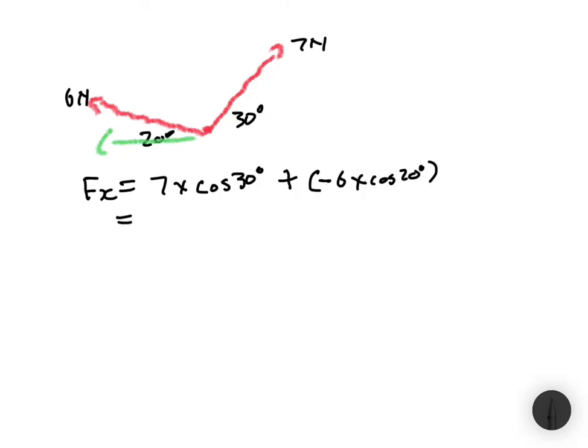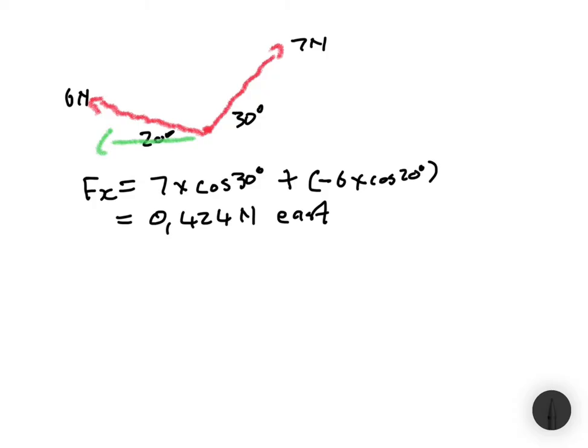So that's how we would find the resultant horizontal force acting at that point. So 7 cos 30 plus minus 6 multiplied by cos 20, and then I'm getting 0.424 newtons, right? Which is a positive number. So yeah, we're just going to write it like that. So let's say positive and then let's say east, right? Yeah, because we have to indicate the direction.